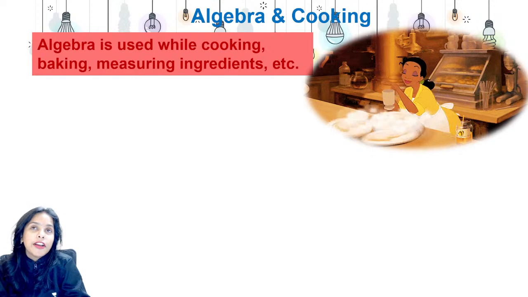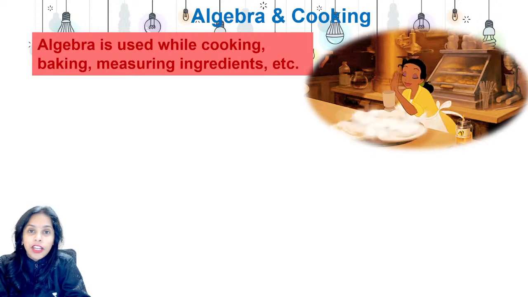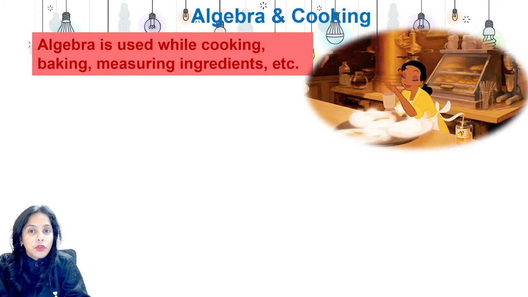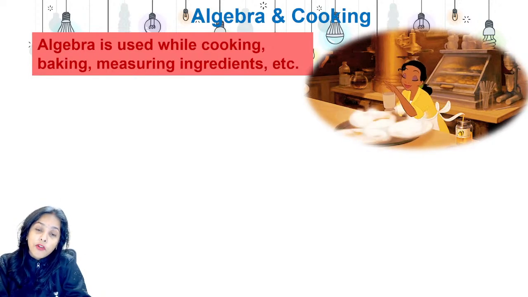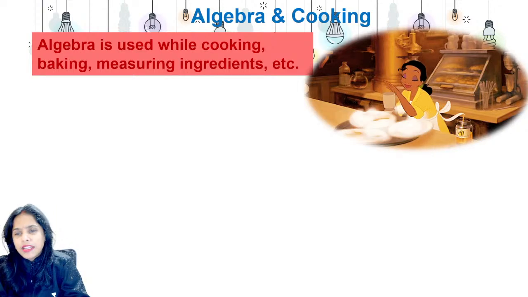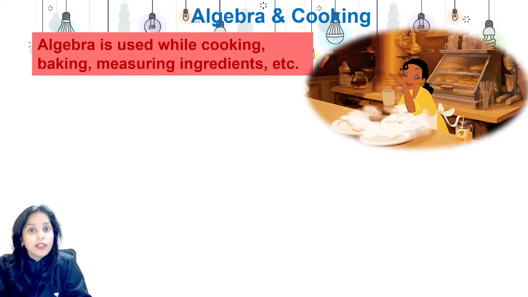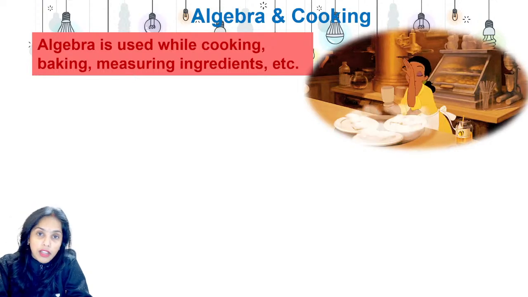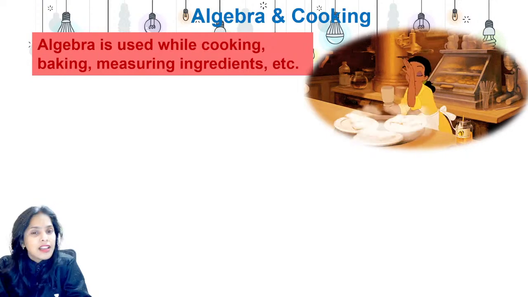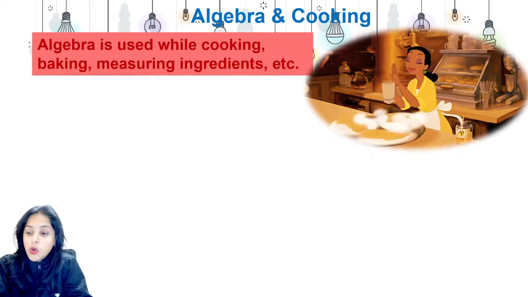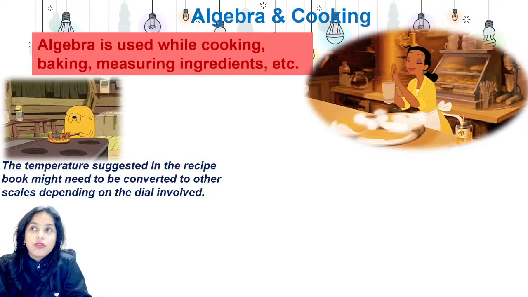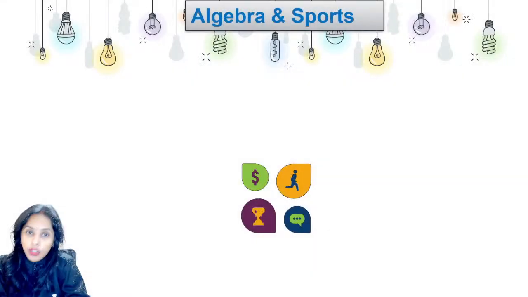You might have definitely cooked some or the other thing in your life. If you are not a good cook, then you might have cooked at least Maggi. So you know the proportion. If you need to make Maggi for one person, you are going to take one packet of Maggi and one glass of water. But if the number of people is going to increase, then the proportion will increase automatically. You would require maybe 3 packets of Maggi for 3 people and 3 glasses of water for those 3 packets of Maggi. So that's very, very simple. Algebra goes hand in hand with cooking also. So you need to have the knowledge of algebra.